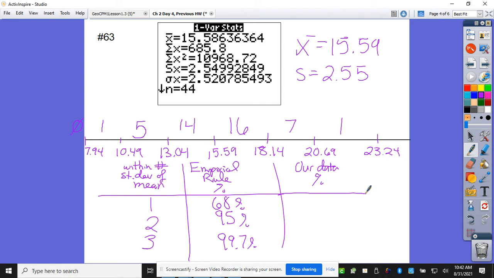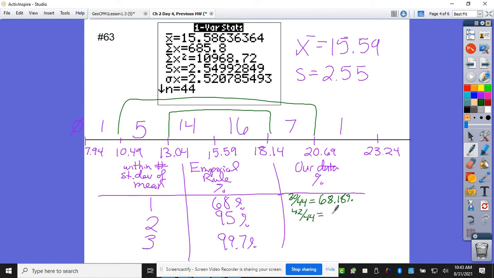So how many are within 1? 30, which is 68.18%. Here is going to be what? 42 out of 44, which is 95.45%. And then 34 out of 44, about as close as you can possibly get.